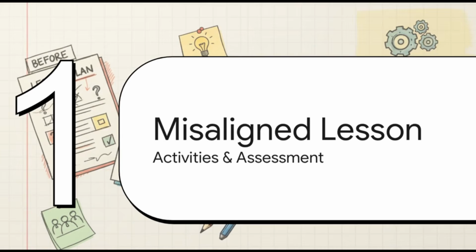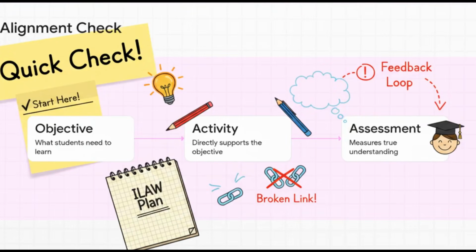Moving right along to Section 3, the misaligned lesson, activities and assessments. Okay, I want you to think of this right here as your quick alignment check. A strong lesson plan flows absolutely perfectly from step 1 right through to step 3. Your objective dictates your activity, and your activity directly prepares the students for the assessment. If any of these links are broken, the whole lesson just kind of falls apart. A really common trap is that teachers will choose an activity just because it's super highly engaging, but they forget to check if it actually connects back to step 1.